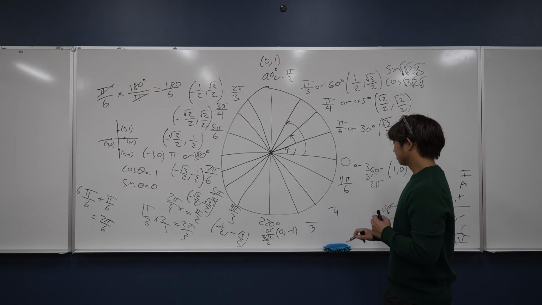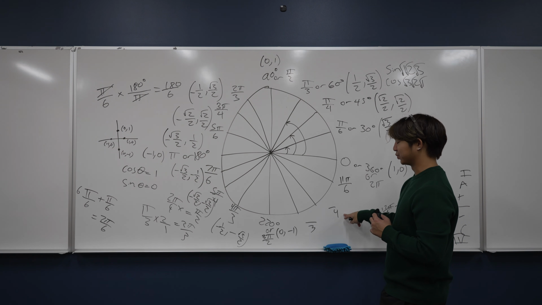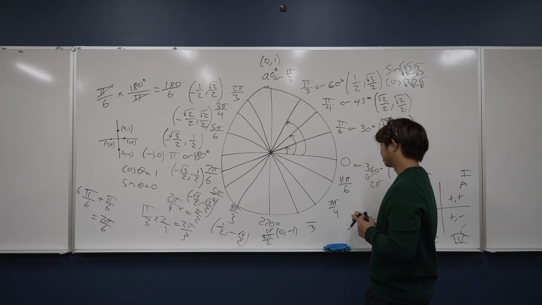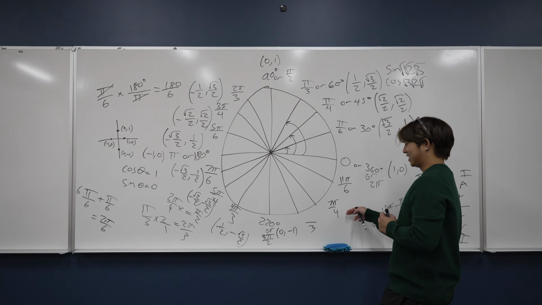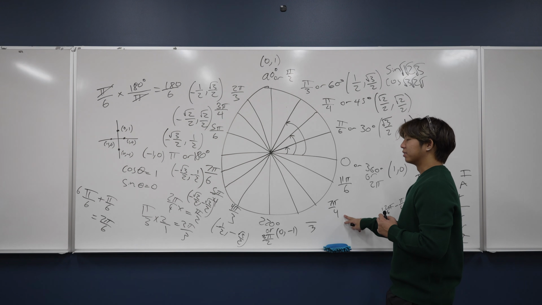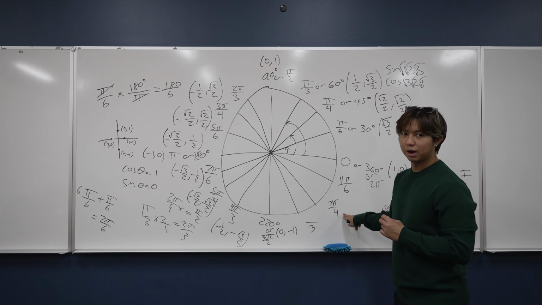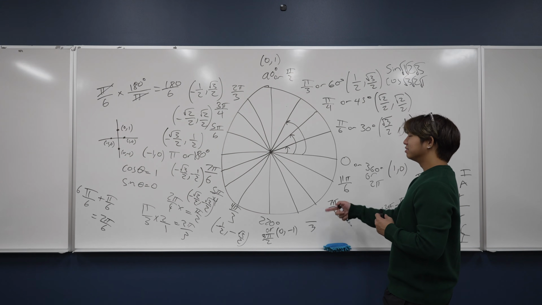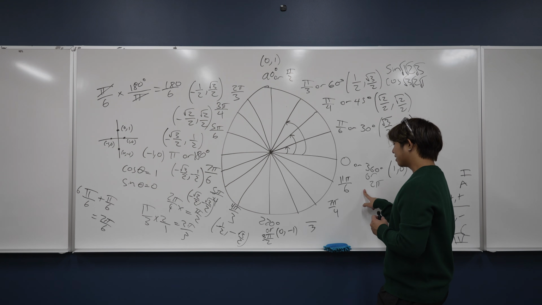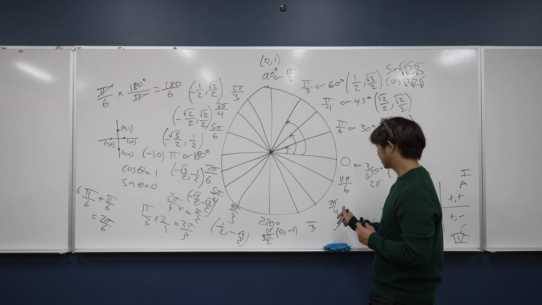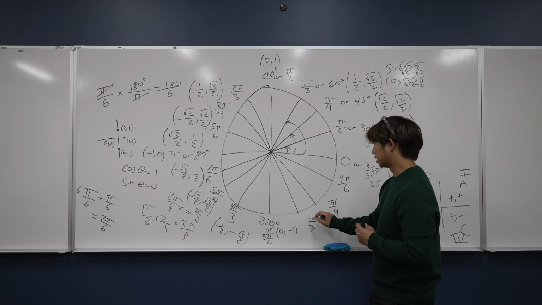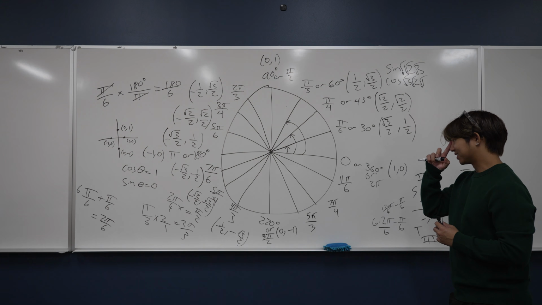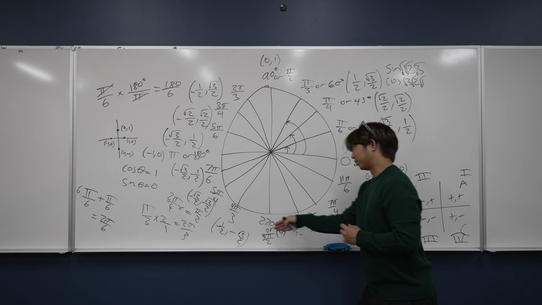11 pi over 6. This guy, 2 pi minus 1 slice of pi over 4, and we're left with 7 pi over 4. Hopefully you get that right. So if I were to do 2 pi in terms of pi over 4, I would do 8 pi over 4, minus 1 pi over 4, 7 pi over 4. So 2 pi minus 1 slice of pi over 3 gets me 5 pi over 3. And so again, I want to transfer the points over once again.